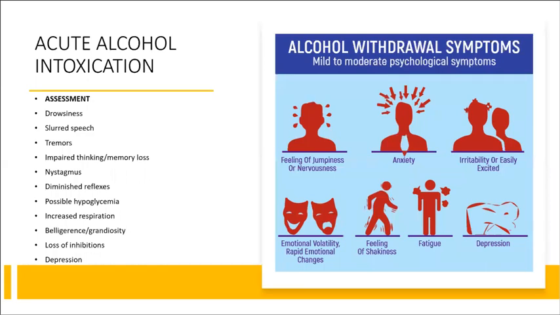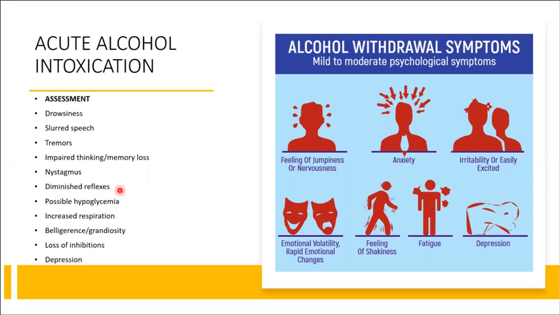Alcohol intoxication, or acute alcohol intoxication, is a condition associated with drinking too much alcohol in a short amount of time. It's also called alcohol poisoning. What are you going to see if you assess your patient? We're going to see drowsiness in the client. You're going to see slurred speech. We're also going to see tremors. There'll be impaired thinking. There'll be memory loss. There'll be nystagmus, which is that involuntary eye movement which causes the eye to rapidly move from side to side, up and down, and in a circle, and may slightly blur the client's vision.